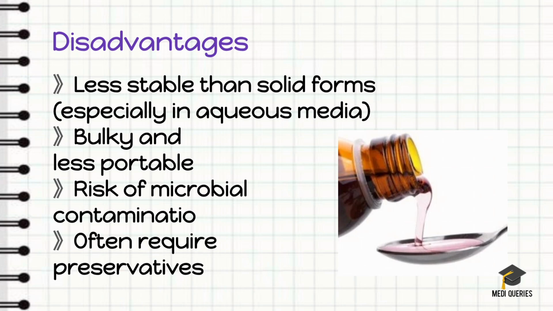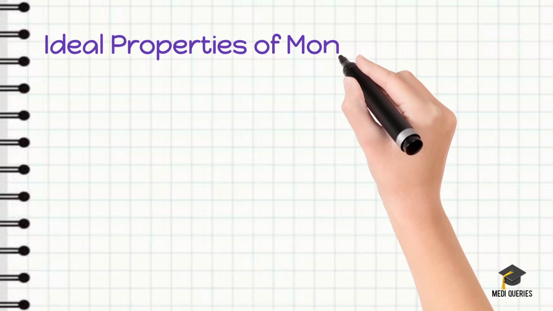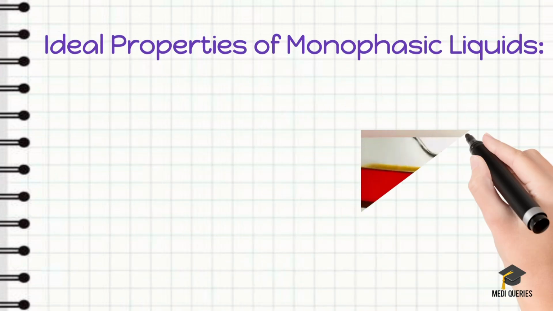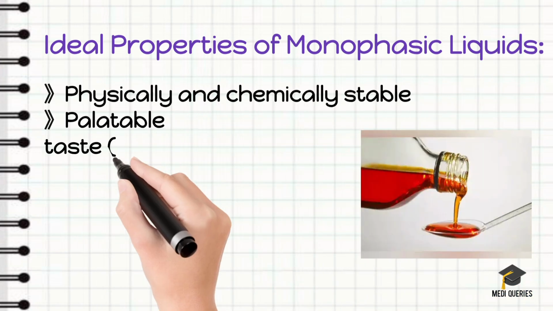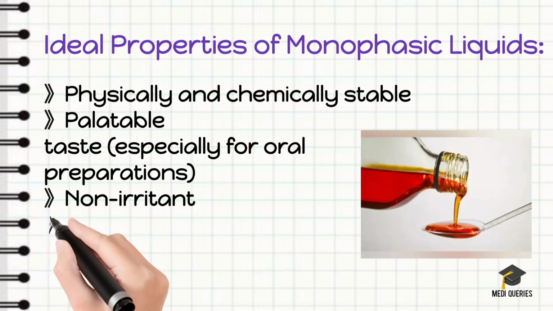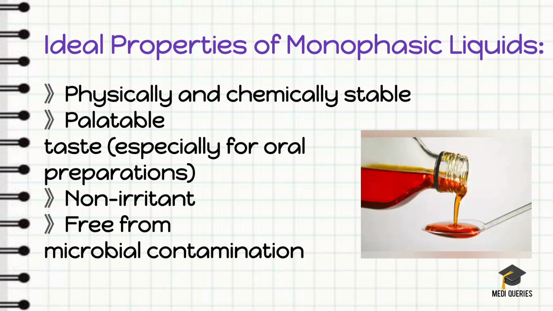And coming to the ideal properties of monophasic liquids, along with the advantages and disadvantages, they have some ideal properties also. That is, they should be physically and chemically stable, they should have a palatable taste, especially for the oral preparations, and they should be non-irritant and free from microbial contamination. So all these are the various properties required for the preparation of monophasic liquid dosage forms.